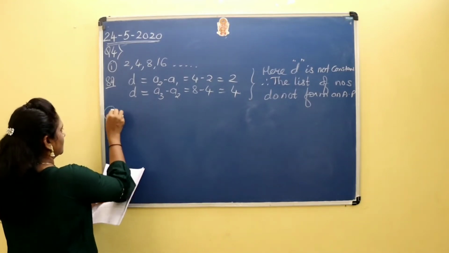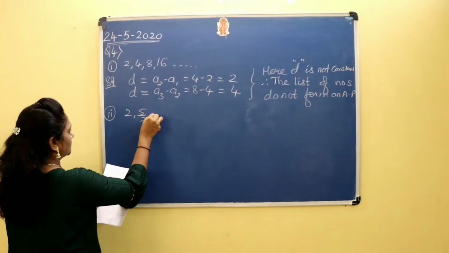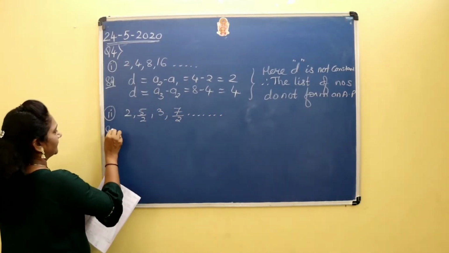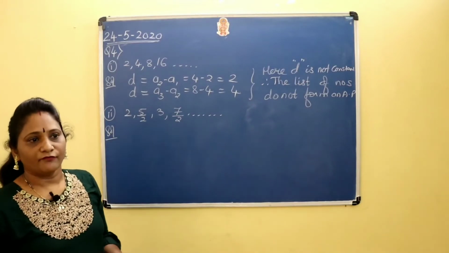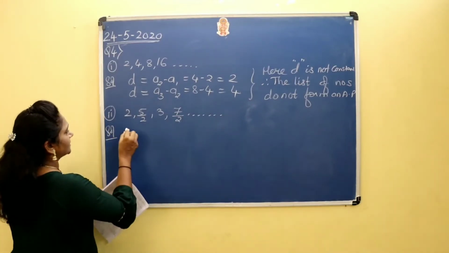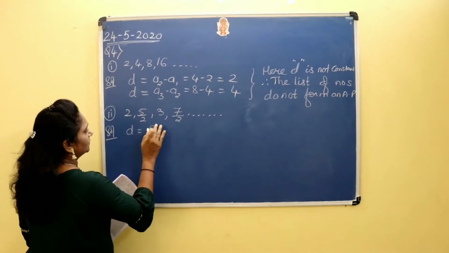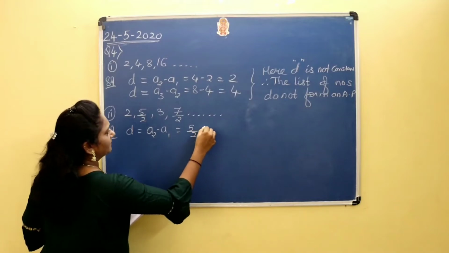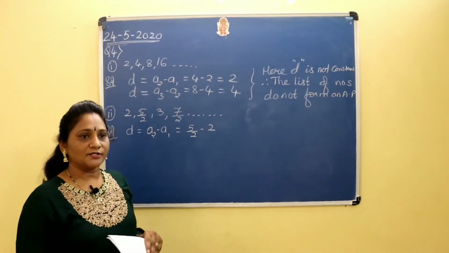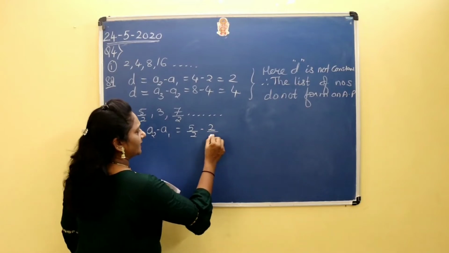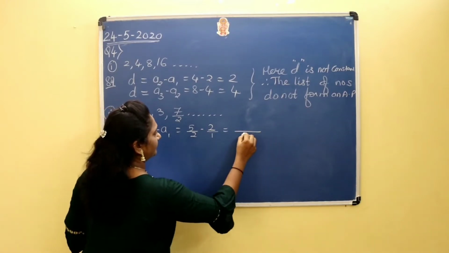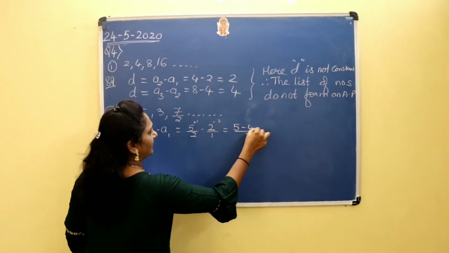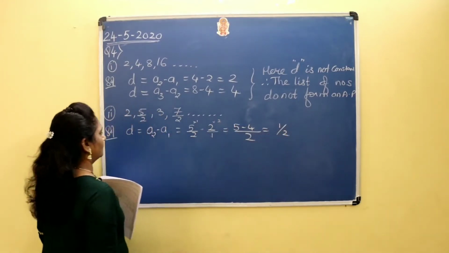The second question, 2, 5 by 2, 3, 7 by 2 and so on. So here also we have to find the value of d. So d is equal to a2 minus a1, 5 by 2 minus 2. So one we have fraction and the other one is a whole number. So take 2 divided by 1, take LCM, LCM is 2, 2 ones are 2, 1 twos are 2. So it will be 5 minus 4, that is 1 by 2.